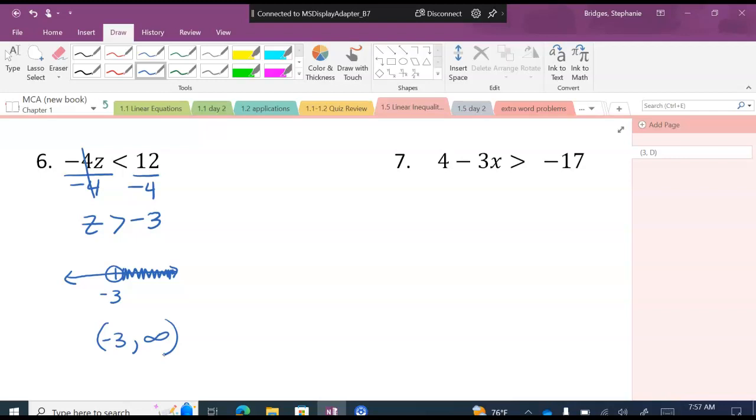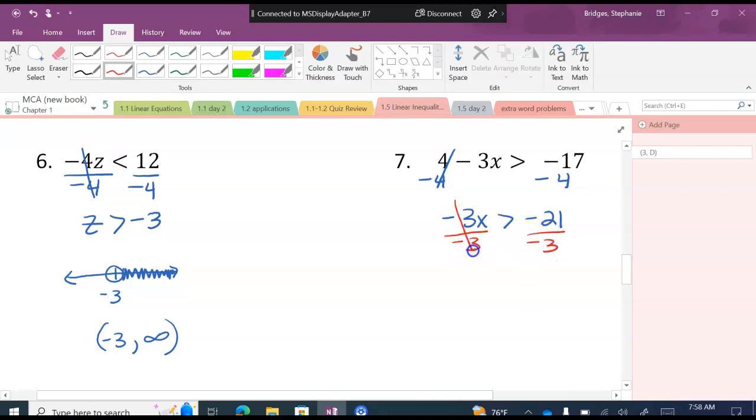If I have 4 minus 3x is greater than -17, what do I do first to try to get that x by itself? Subtract the 4, yep. So that's going to give me -3x is greater than, what is that, -21? And then we're going to divide both sides by a -3, and because I'm dividing by a negative, when I write my answer, what do I do to that inequality? Flip it, and so I get x is less than 7. Negative 21 divided by negative 3 is positive 7.